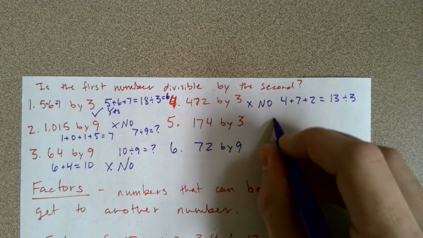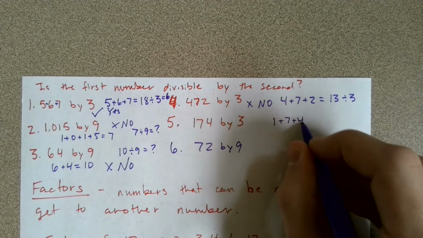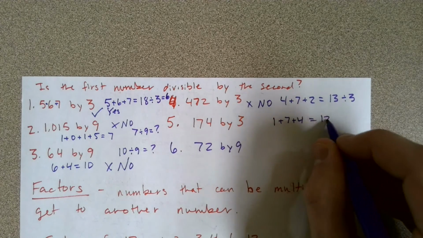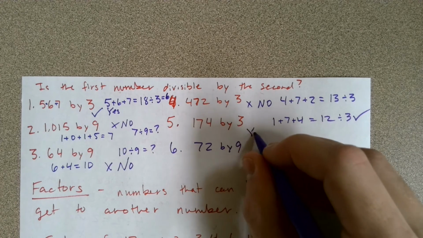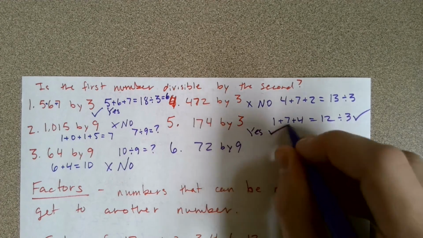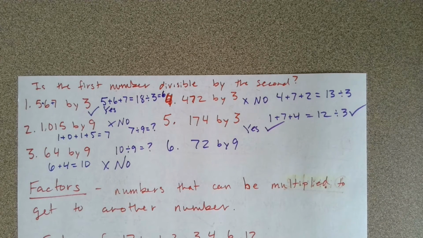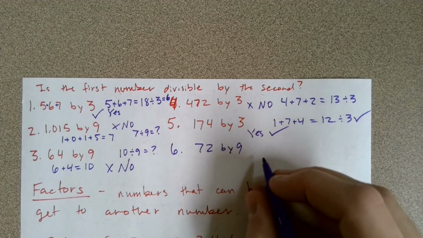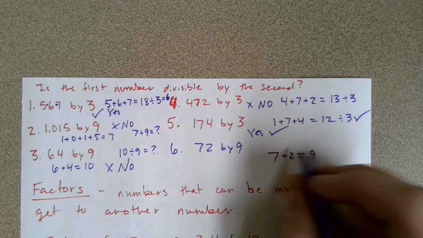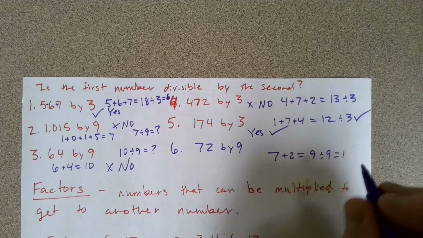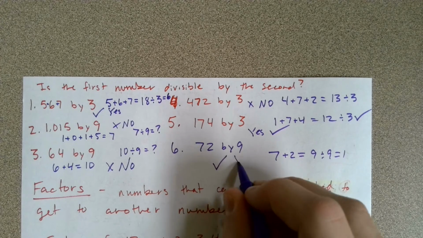174 by 3. Let's try it out. 1 plus 7 plus 4. That's going to equal 12, divided by 3. Check. That one works. 12 divided by 3 is 4. It's a nice even number. No decimals there. Awesome. Last one, we've got 72 by 9. So let's do 7 plus 2 equals 9. Divided by 9 equals 1. No decimals there. That one is also a yes.